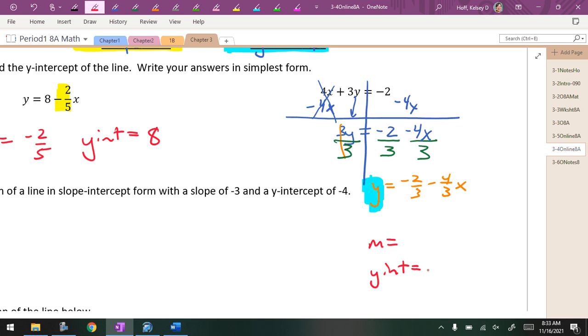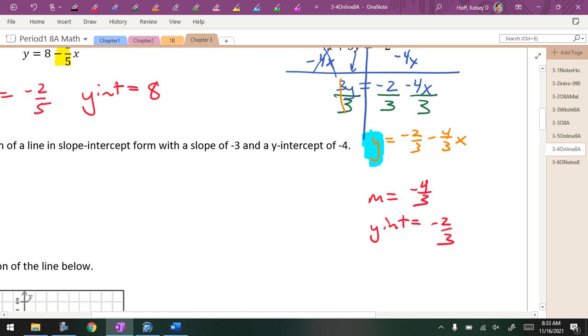No? Other way. This one's what? Negative 4/3. Don't include the x. You're correct in pulling it from in front of the x, but don't bring the x with you. Okay? So your slope is negative 4/3, and your y-intercept is negative 2/3. Now that kind of sucks because they're both fractions, but it's okay. We'll talk about that later.